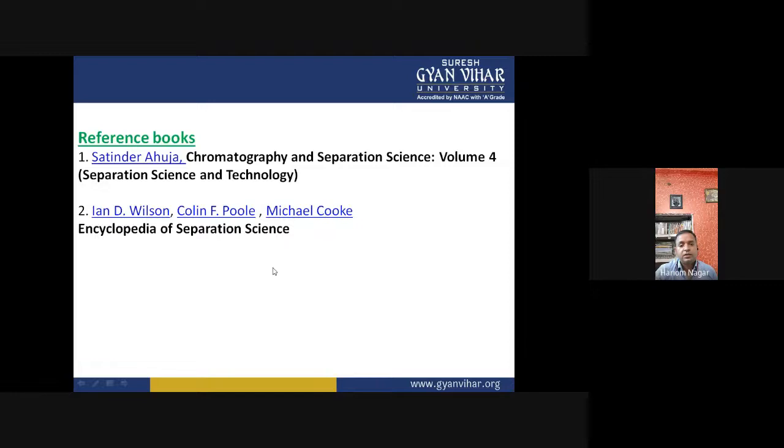These are the reference books: Satyendra Ahuja, Landy Wilson, for better understanding or for detailed study of these methods.